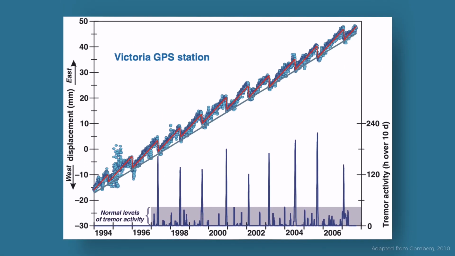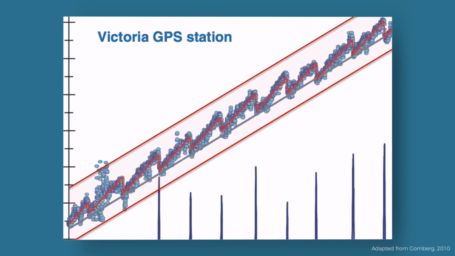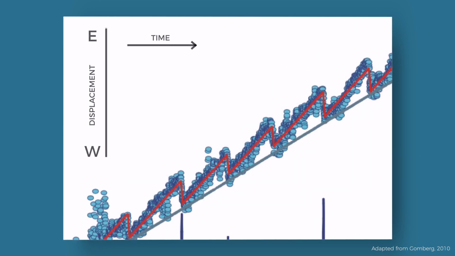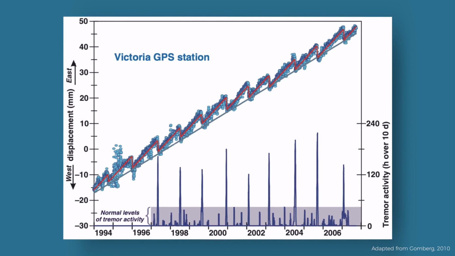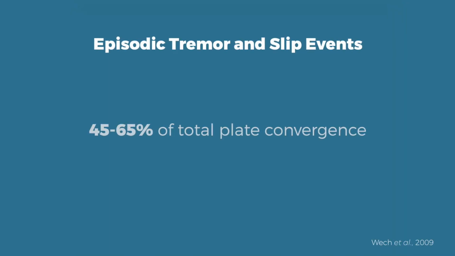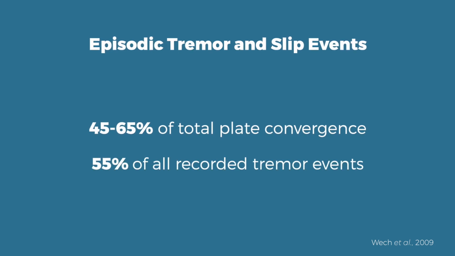The impact of ETS is clearly shown in this figure from Joan Gomberg, which highlights the synchronous occurrence of slow slip and vigorous tremor. The plot shows how a GPS station in Cascadia is displaced in a sawtooth fashion. The site initially moves to the east for 14 months or so, then movement reverses, and there is rapid displacement to the west for 2 weeks of the year. These sudden reversals represent ETS events. During these 2-week periods, plate convergence is at its fastest, and more than half of all tremor events are recorded.